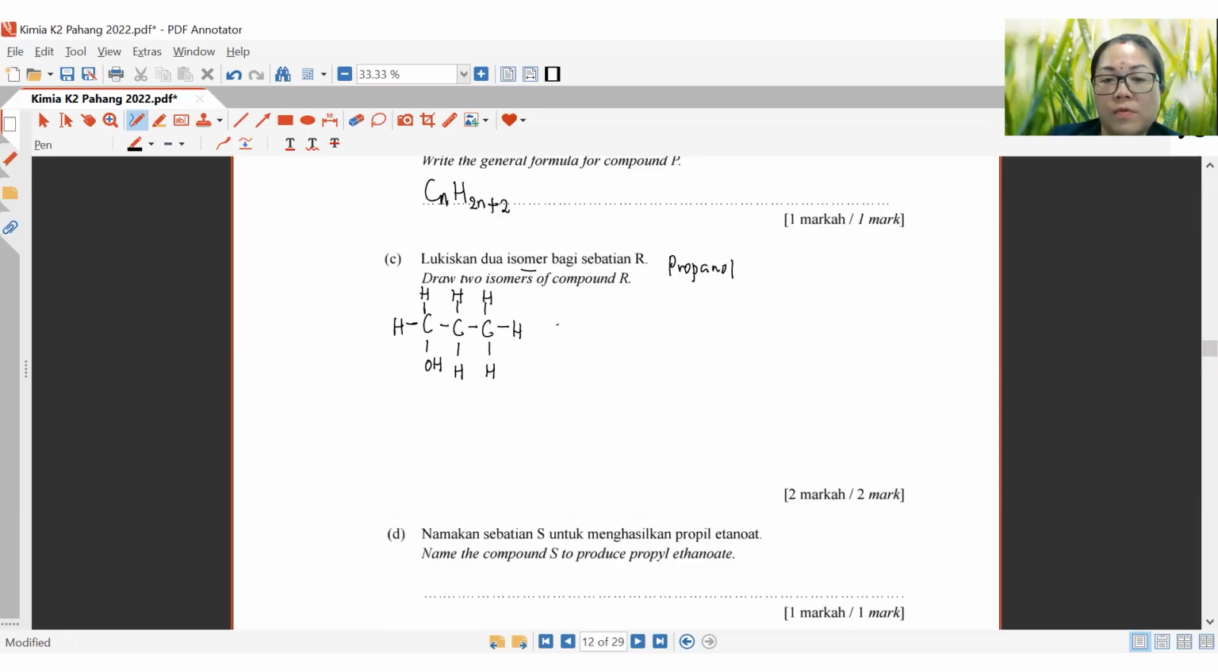And this is what we call propan-1-ol. When it comes to naming in IUPAC nomenclature, especially when asked about isomers, you have to put 1 in the middle. Then we shift the OH to the second carbon. Under the second carbon, and this is what we call propan-2-ol.